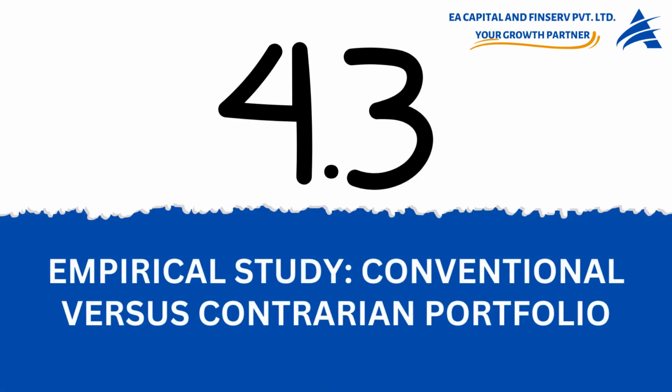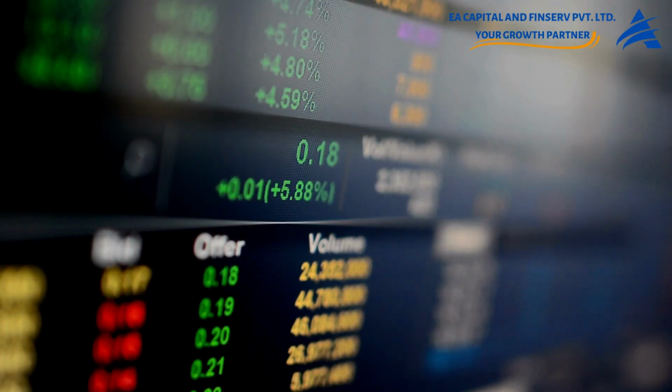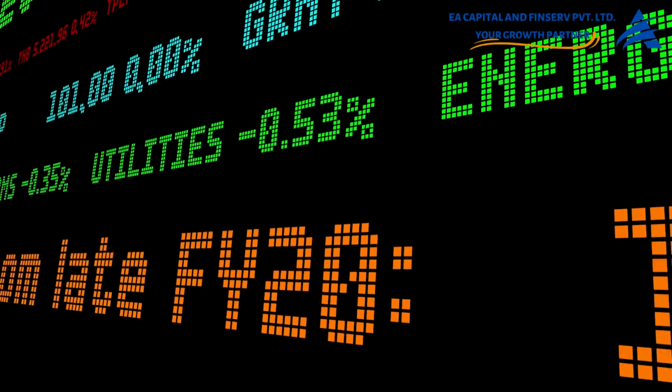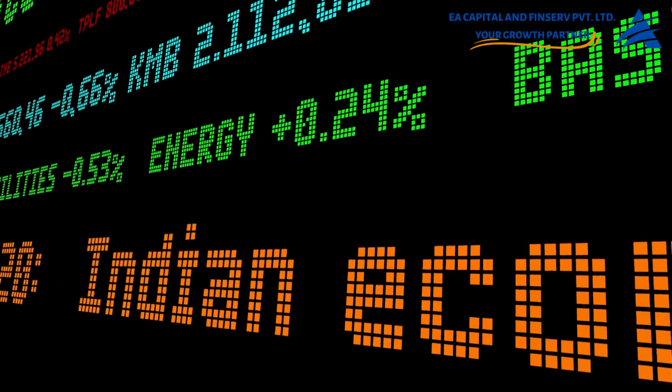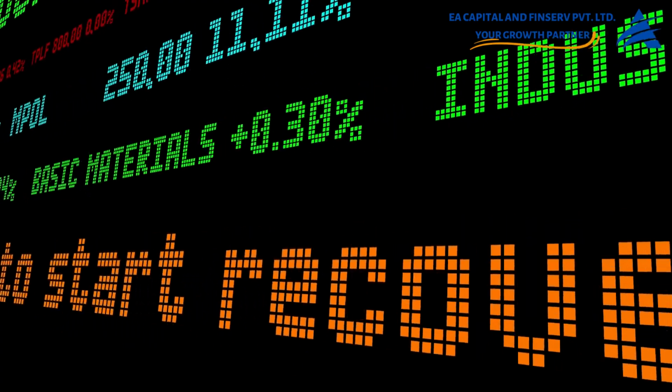Section 4.3: Empirical Study, Conventional versus Contrarian Portfolio. In this section, Mr. Parikh discusses a study his organization conducted on the Sensex. The BSE Sensex, composed of 30 leading companies, reflects the performance of the Indian economy.